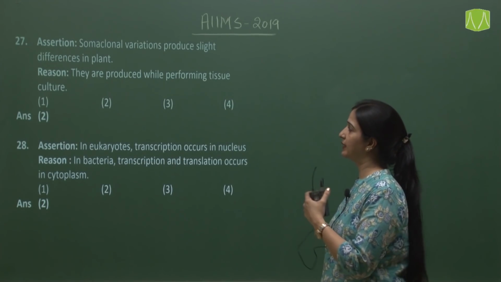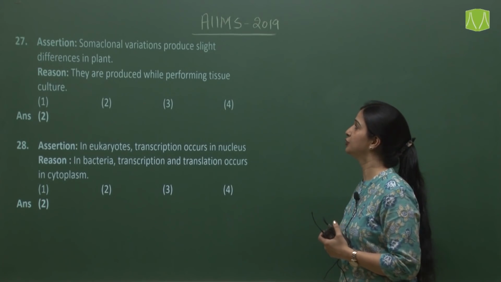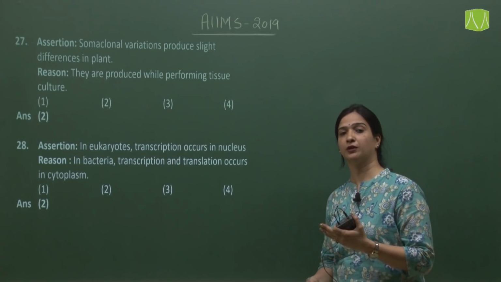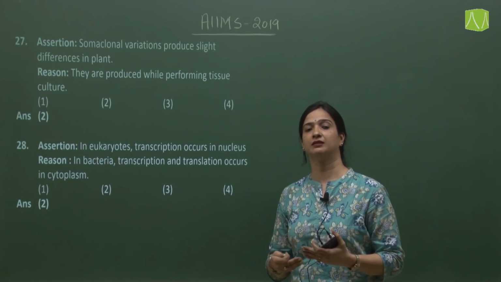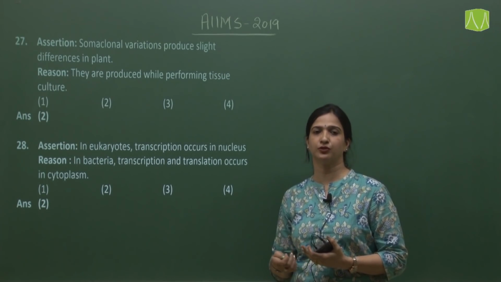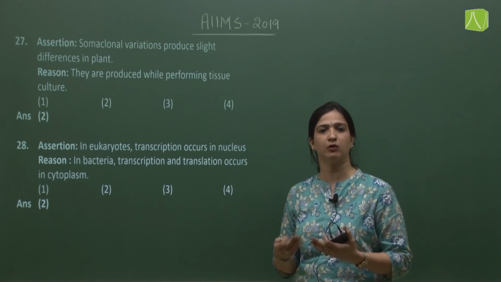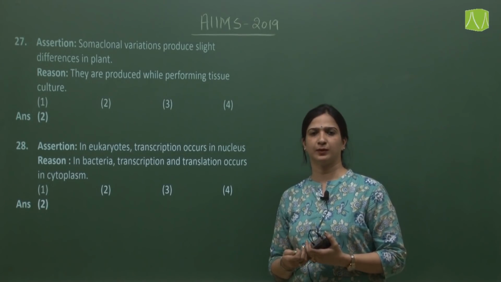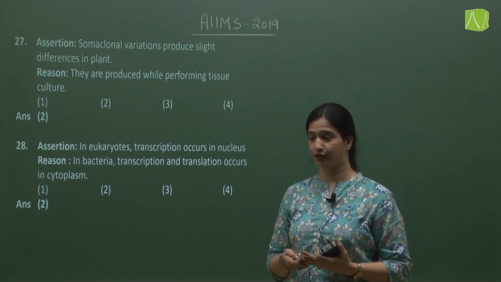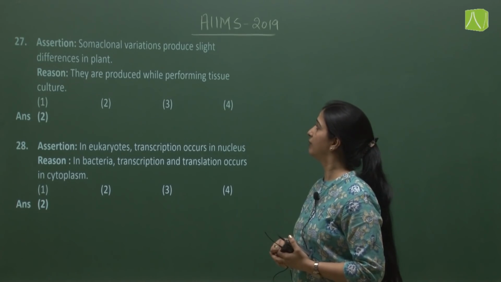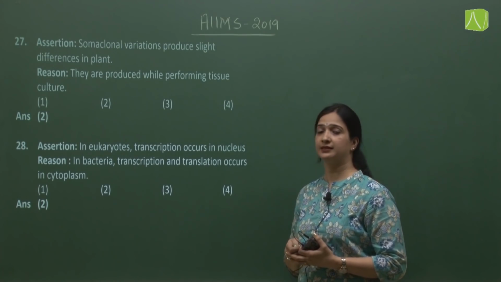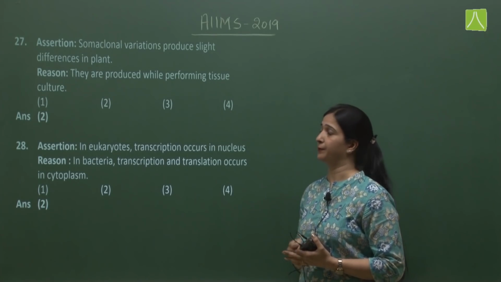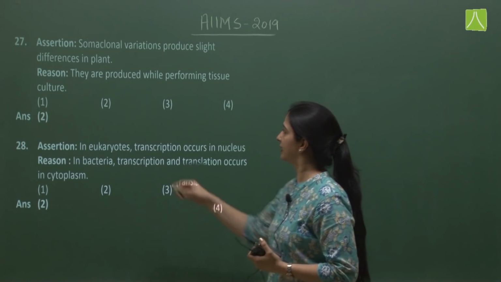Let us see question number 27. Here the assertion given is somaclonal variation produces slight differences in the plant. If we talk about the somaclones, exactly they are the similar copies which are produced during the process of tissue culture. That's why we call them somaclones. But sometimes there may arise variation due to the process of mutation. If we look at the reason, they are produced while performing tissue culture. This statement is correct, but it is not able to explain the assertion. So here the correct answer will be second.